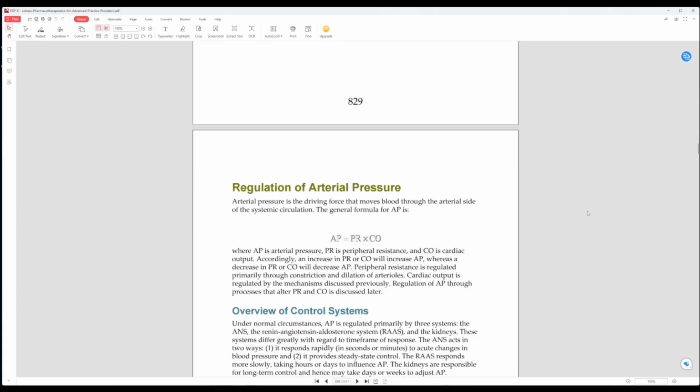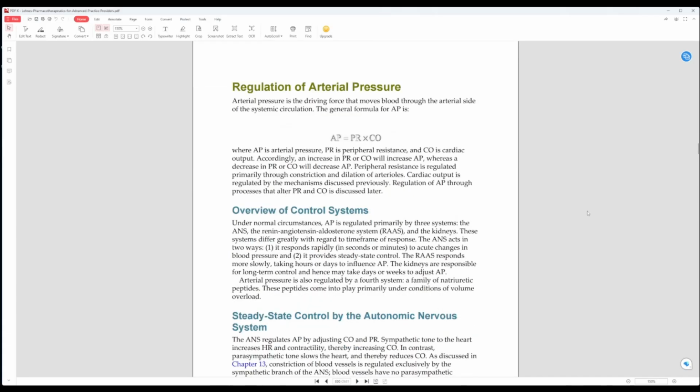So, the regulation of arterial pressure. Arterial pressure is the driving force that moves blood through the arterial side of the systemic circulation. The general formula for arterial pressure is: arterial pressure equals peripheral resistance times cardiac output, where AP is the arterial pressure, PR is the peripheral resistance, and CO once again is your cardiac output.